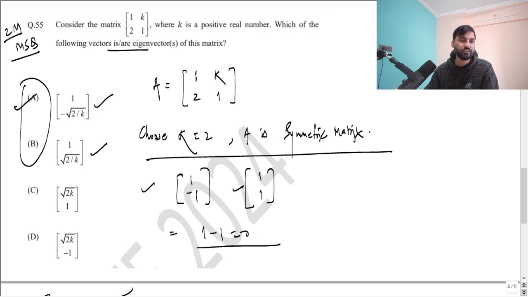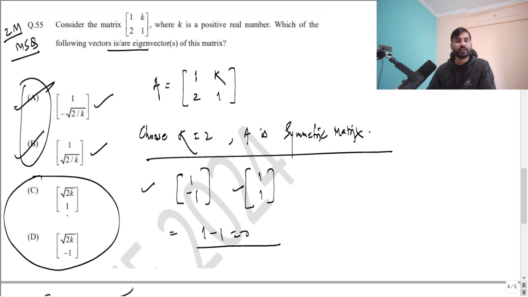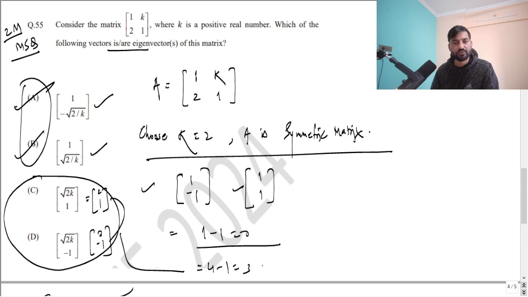So these two options are going to be correct. You can also verify the other two. If you take k equal to 2, this becomes (2, 1), and this is (2, -1). If you take the dot product of them, that becomes 4 minus 1, which is 3, which is not equal to 0, meaning these two eigenvectors are not orthogonal to each other. So the correct options here are A and B. That's what I wanted to explain.